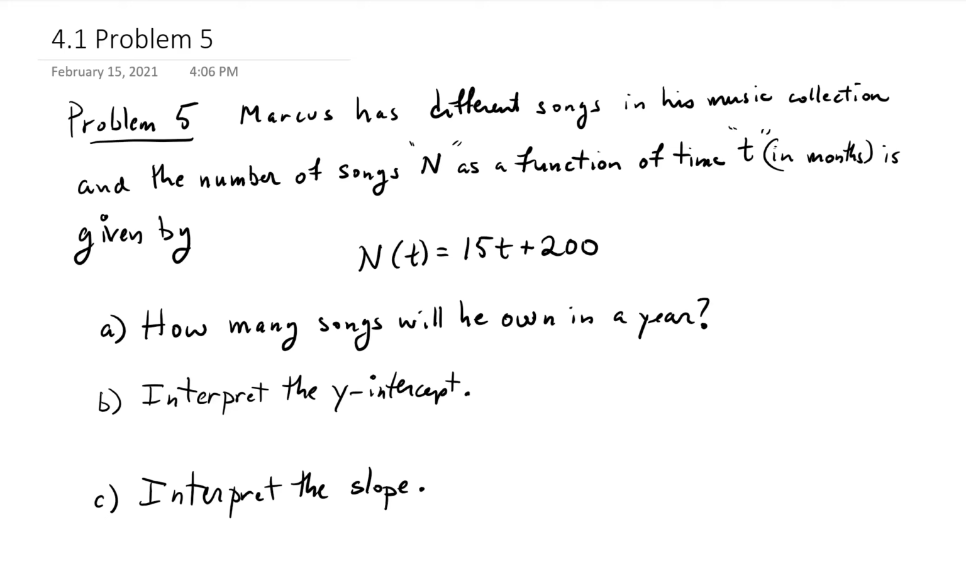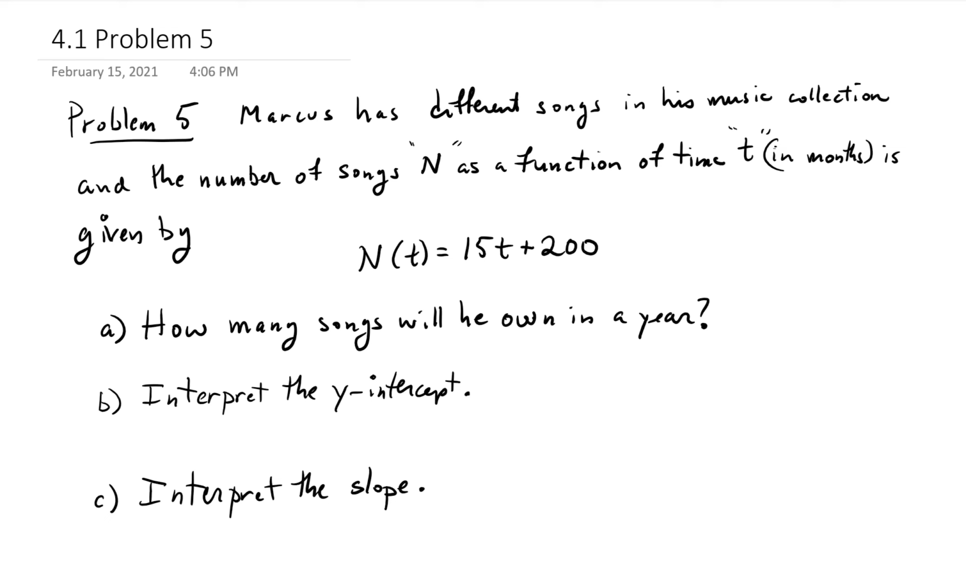Problem number 5. Marcus has different songs in his music collection, and the number of songs n as a function of time t, given in months, is given by n of t is 15t plus 200. You need to answer those 3 questions here. So how many songs will he own in a year? And you want to interpret the y-intercept and interpret the slope.